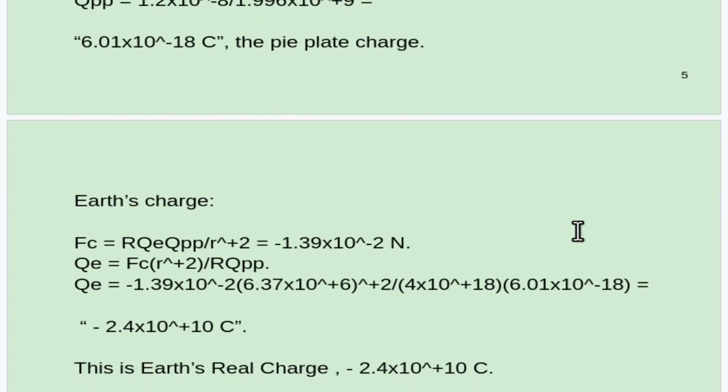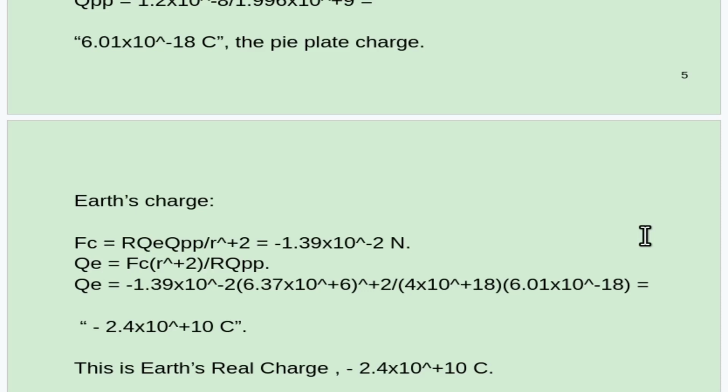Earth's charge. Use the same formula that we've used in the past between Earth's charge and the pi plate charge divided by distance between them, which would be the radius of the Earth. You come up with the same value we had before, in this case minus 1.39 times 10 to the minus 2 newtons.